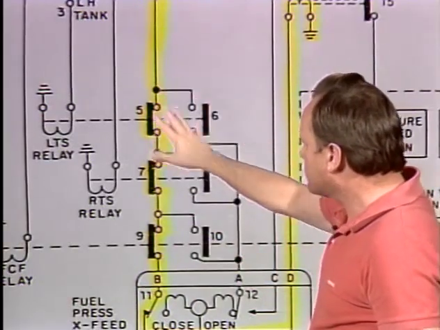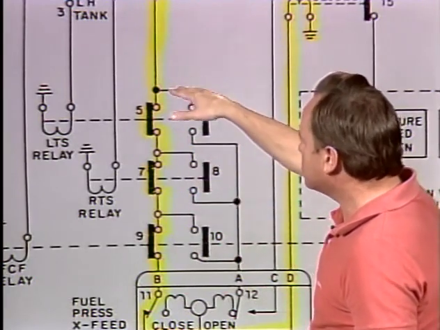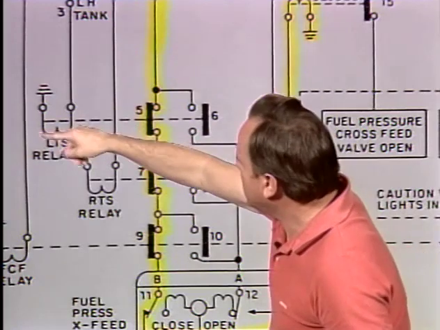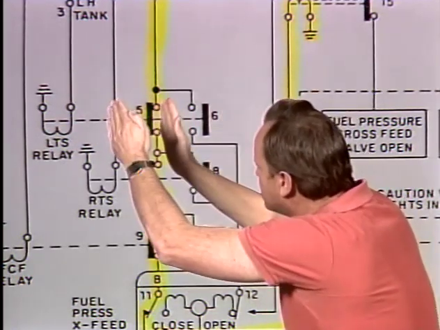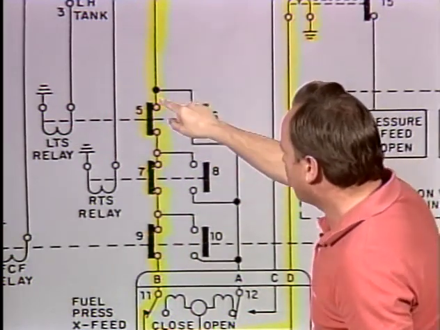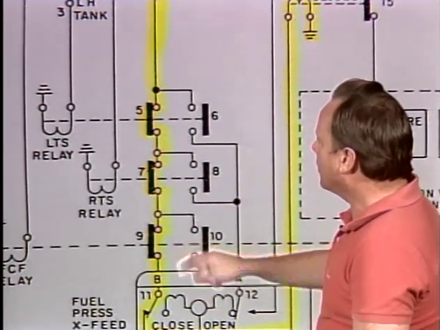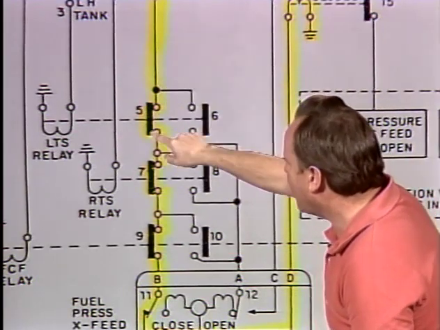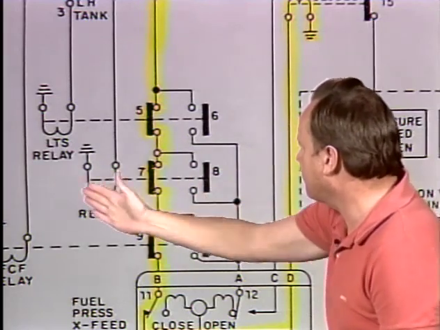Now, we have this drawing shown with everything without power on it. Here's the way switches look when they don't have power on them. This LTS relay, when it has power on it, pulls over switches 5 and 6 to this position. They are shown in a position without power on it, so switch 5 would open and switch 6 would close. But as it is right now, there is no power to the LTS relay when things are normal, so switch 5 is closed, switch 7 is closed, switch 9 is closed. None of these relays have power on them.